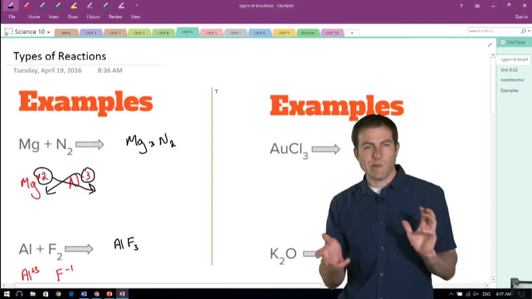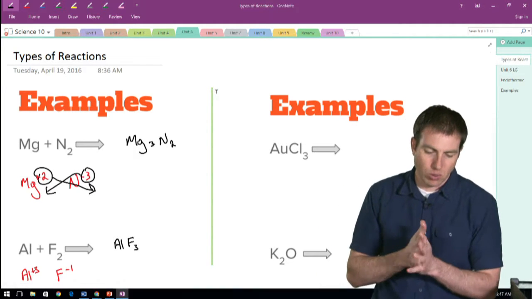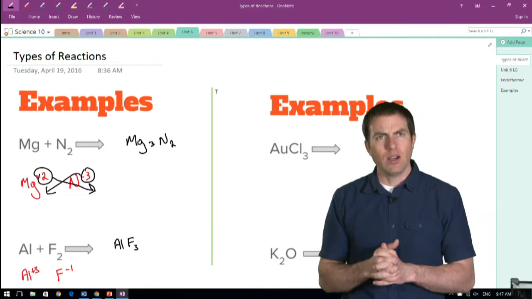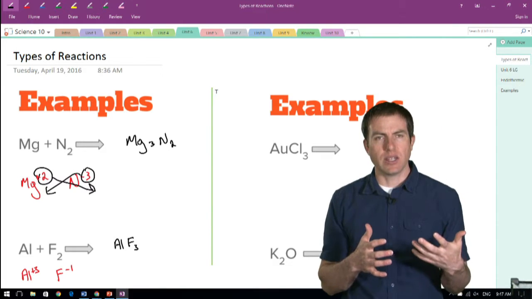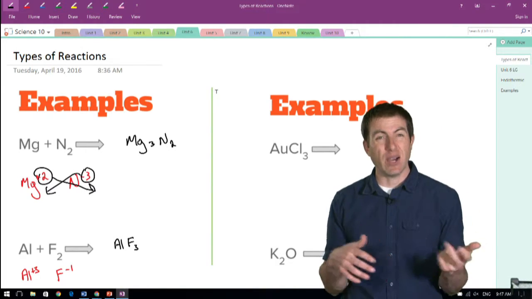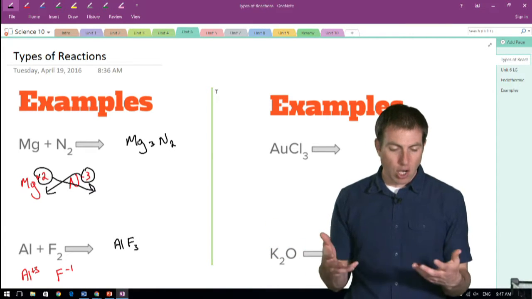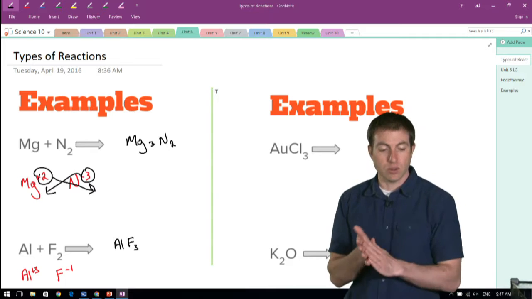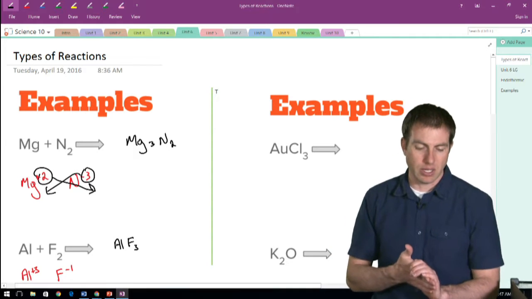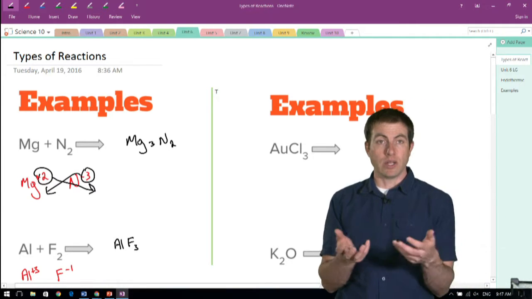Now, I guess we could run into some issues here where you're thinking, Mr. Borden, on the reactant side, or the left side of the arrow, there were 2 fluorines, but now we have 3. What happened? This is a very common place students will get confused. Same with the example up above. The magnesium, there's only 1, and the nitrogen is 2.